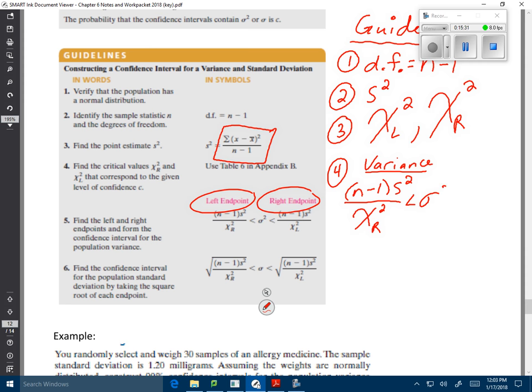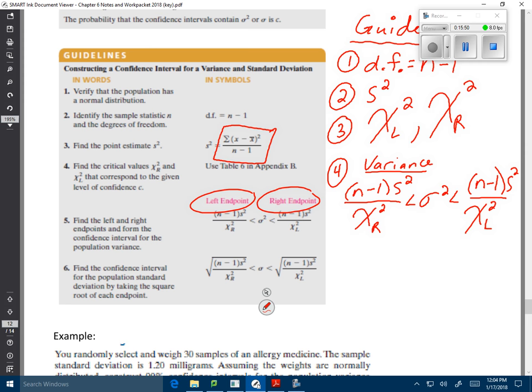So on the right side, I take n minus 1 s squared over chi-square L, because that's the smaller of the chi-squares. If you just want to think of the two chi-squares, the bigger number goes on the left, the smaller number goes on the right to produce the final number.